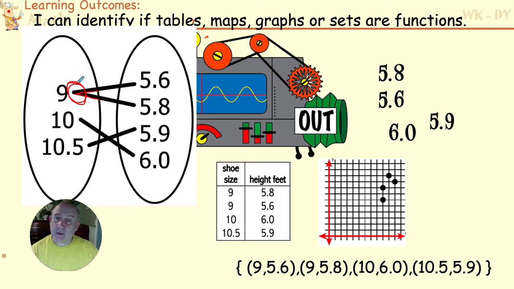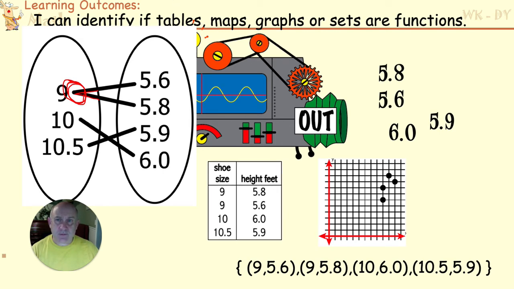So on a map, we look for what we call branches coming off of the number. For a table, we can look for where numbers repeat. We don't care if they repeat on the y side. We do care if they repeat on the x side, or the input. Where this happens, this is not a function of x.